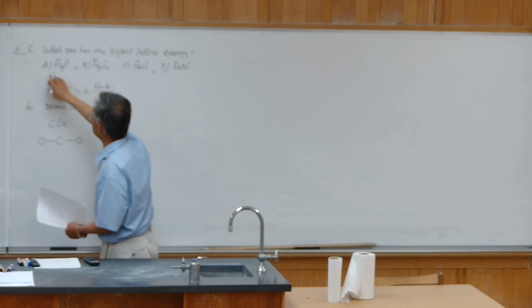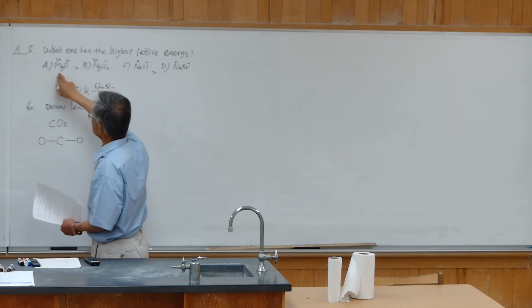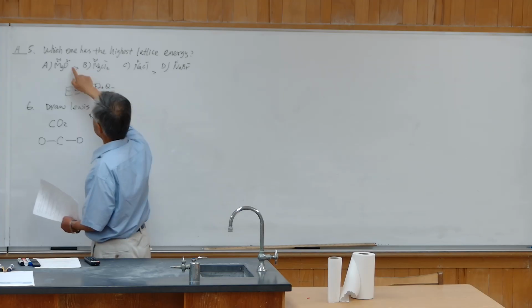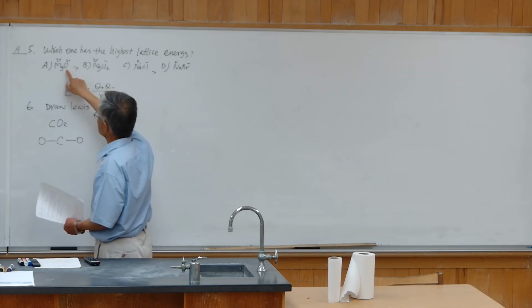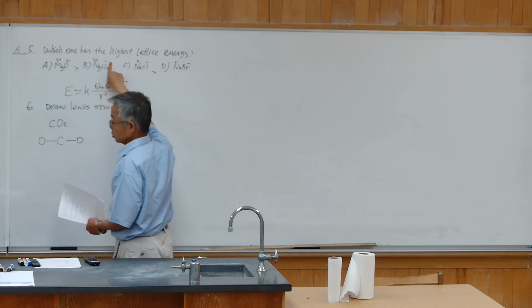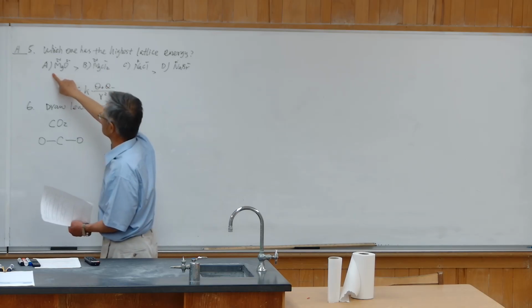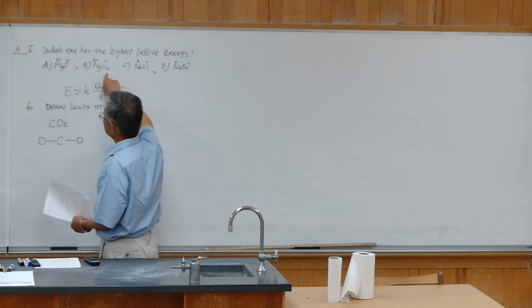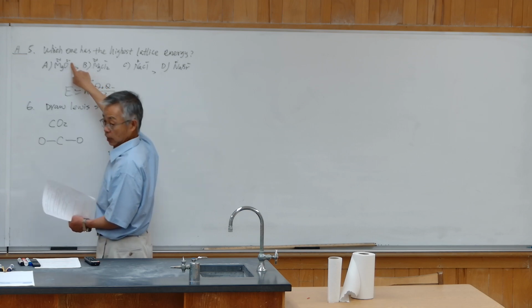If we compare A and B, A is magnesium oxide, B is magnesium chloride. Magnesium has a 2+ charge. Oxide is -2. Chloride is -1. So the charge for A is greater, 2 times 2, and this is 2 times 1. Right? Don't think this -2 is times -2.